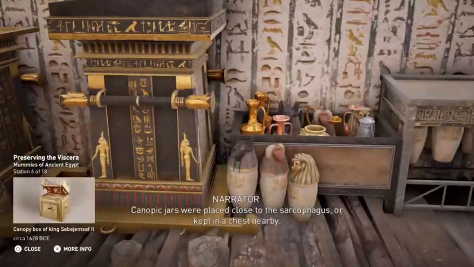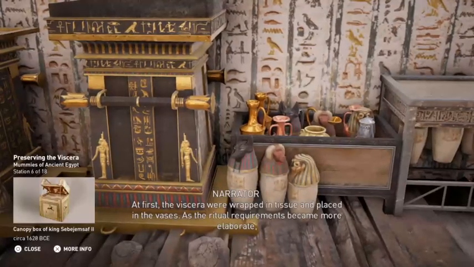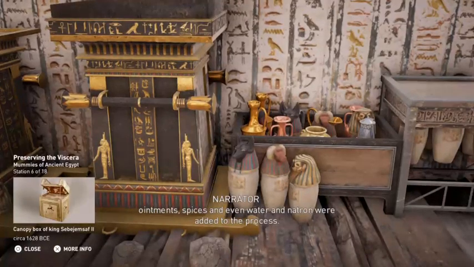Canopic jars were placed close to the sarcophagus vases. As the ritual requirements became more elaborate, ointments, spices, and even water and natron were added to the process.